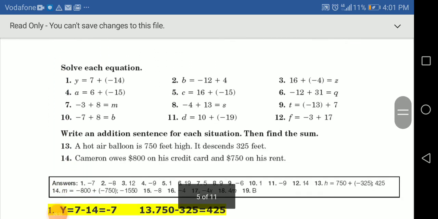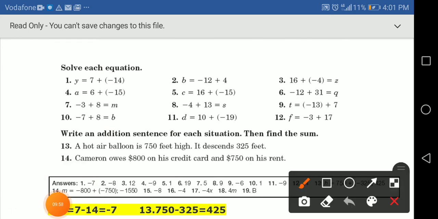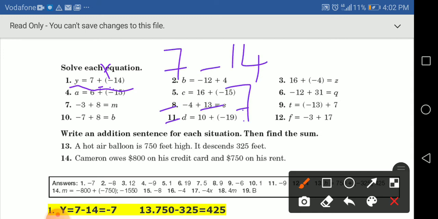Let's complete, guys. Solve each equation. It gives me y equals 7 plus a. When you have positive and we have a bracket, I'm going to multiply positive times negative, so it will be 7 minus 14, so the answer will be negative 7. Why, Miss Dina? Because when we have different signs, I subtract 14 minus 7 gives me 7, and take the sign of the greatest number or the greater number.